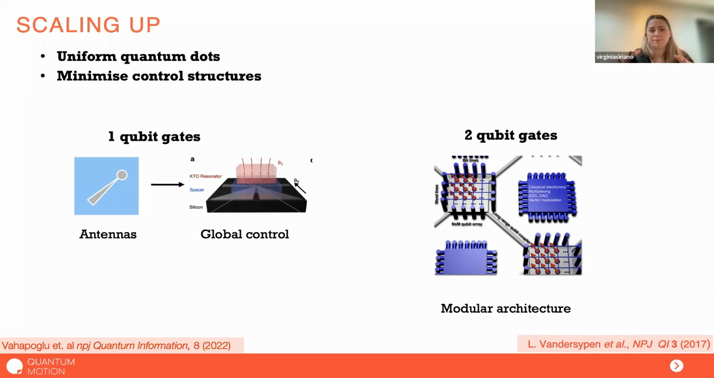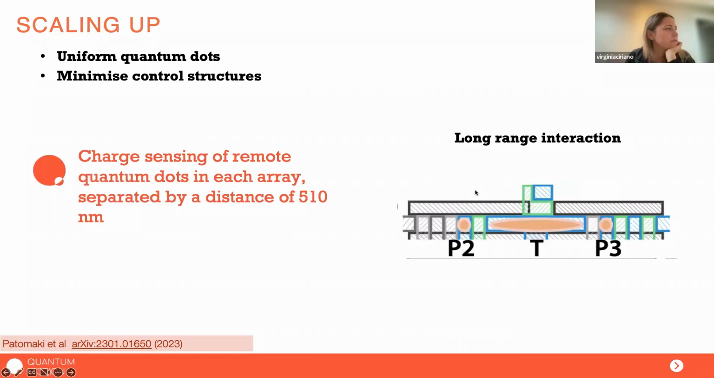And people have thought about doing modular architectures where you have your qubits, then some circuits that you need close, and then qubits again in modules. And on that front, recently, Sophia, who is one of my coworkers, has managed to do charge sensing of remote quantum dots at a distance of 510 nanometers, which doesn't seem much, but is a lot when you compare it with what would be 20 or 10 or maybe 5 nanometers if there wasn't this elongated dot between them. Okay.